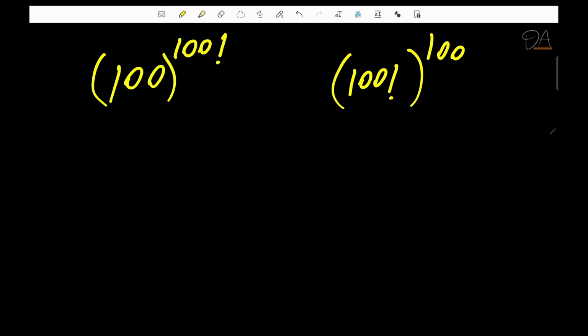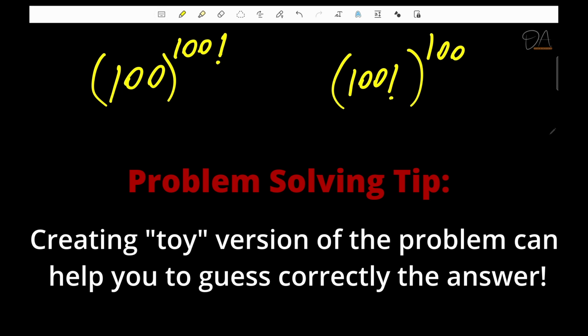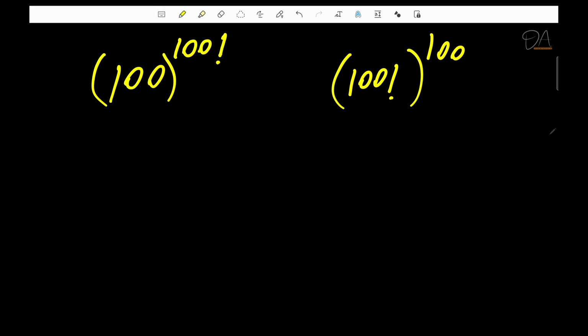Whenever we see a problem like this, it'd be a good idea if we already know what the correct answer is, so that can help us to prove it. With such large numbers, it may not be easy to calculate them directly. So one way to do this is to look at a smaller version of the problem, and that would at least give you a sense of what the correct answer is. So let's look at a smaller version of this.